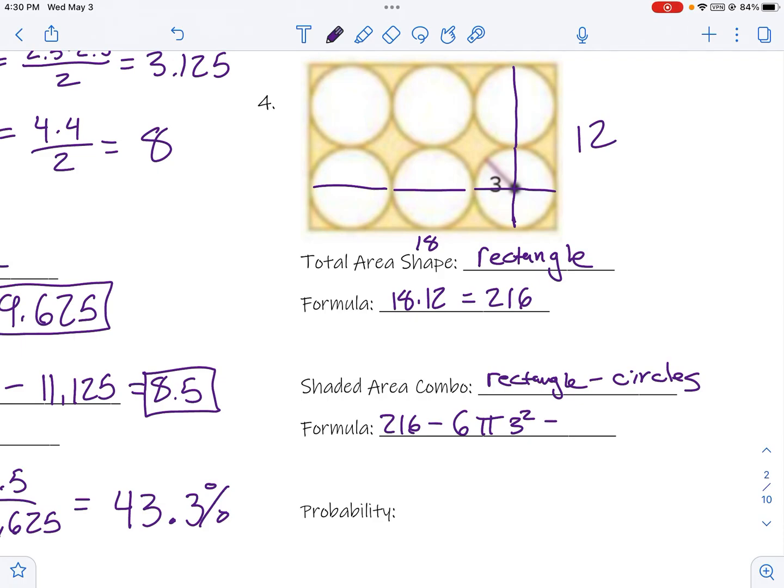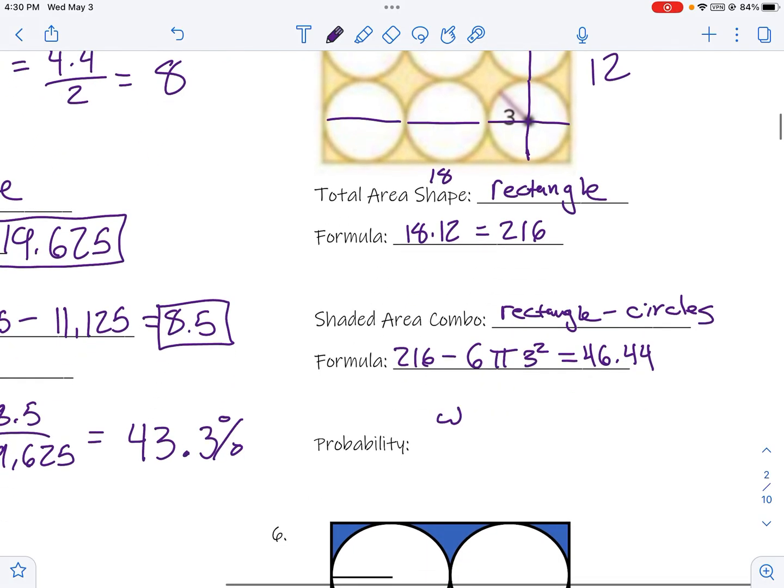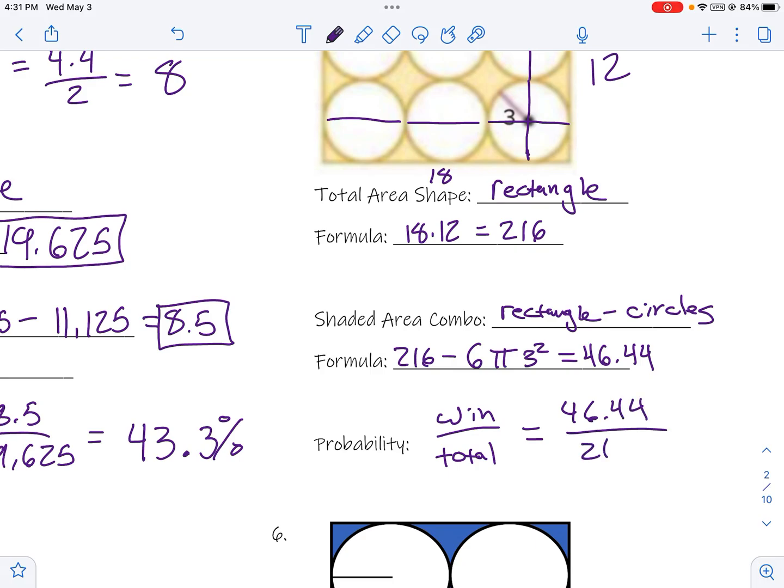46.44 is what I got. So one more time, that is the area of the shaded part. That would be considered a win. So then when I do my probability, it's win divided by total, which would be 46.44 divided by 216. And then I'll have to figure out what that is. Looks like I got 21.5%.